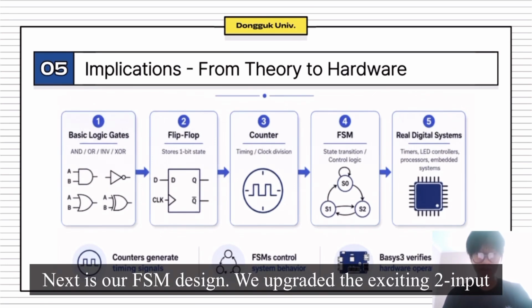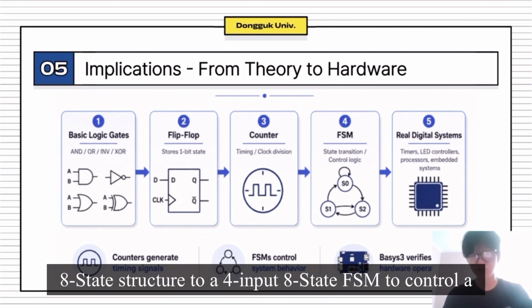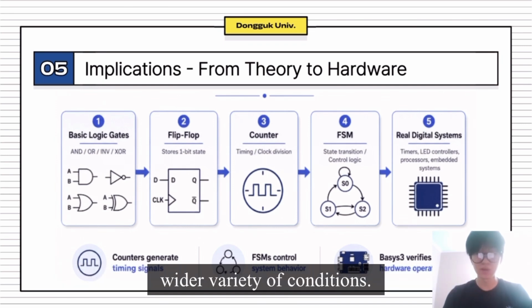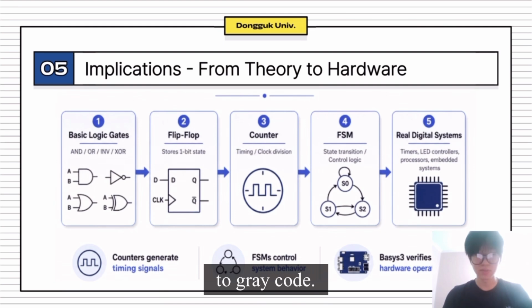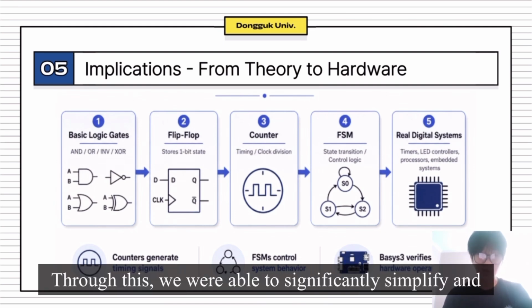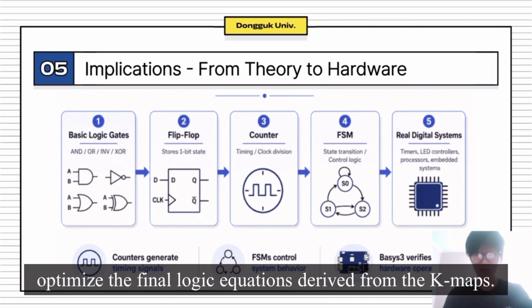Next is our FSM design. We upgraded the existing 2-input 8-state structure to a 4-input 8-state FSM to control a wider variety of conditions. Additionally, we changed the state assignment from binary code to gray code. Through this, we were able to significantly simplify and optimize the final logic equation derived from the Karnaugh maps.